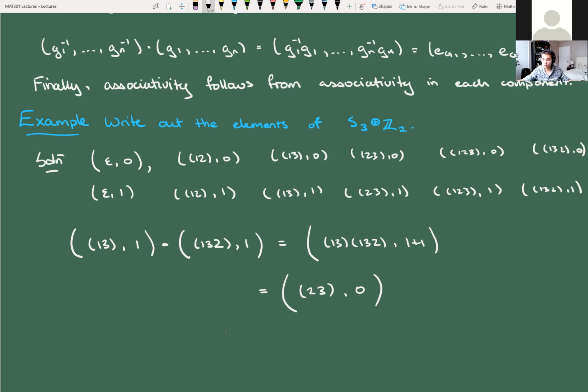Right, and you can see that's not tricky, right? We know how to multiply things in S3. We know how to multiply things in Z2. And so you just do it to each component separately and then smush them back together, right? And here I did a direct product of two groups. Of course, I could have done more groups as well.